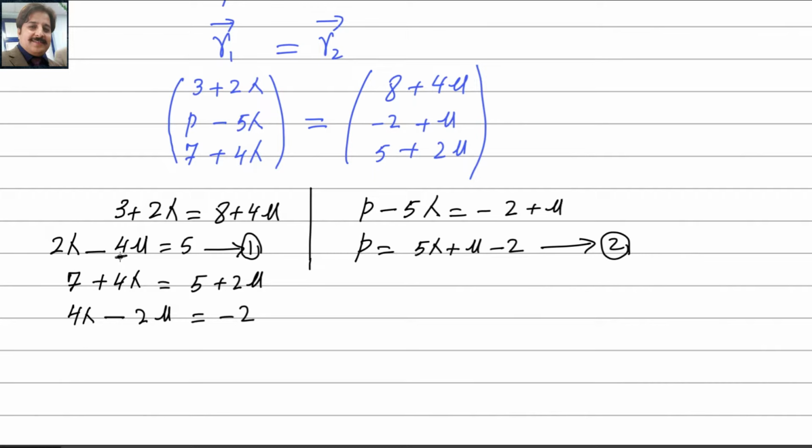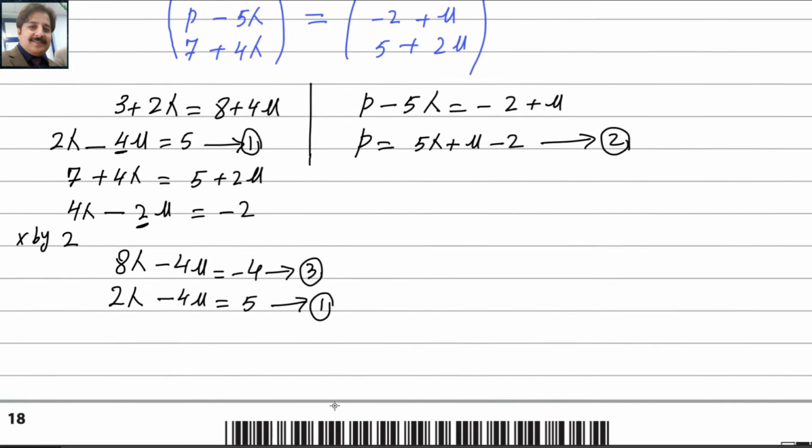Because here the coefficient of mu is 4 and here the coefficient of mu is 2, the best thing is to multiply this equation by 2. Okay, we will get here 8 lambda minus 4 mu equals negative 4. So this is your equation number 3, and then we will put equation number 1 below this equation to get the value of lambda from here. Now the coefficients are the same, so we will subtract these two equations and solve them simultaneously.